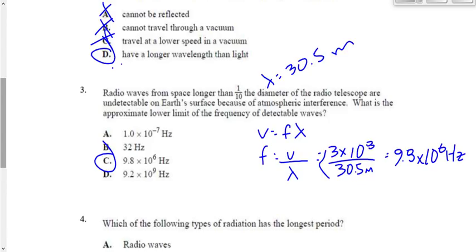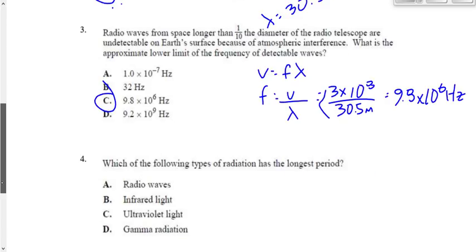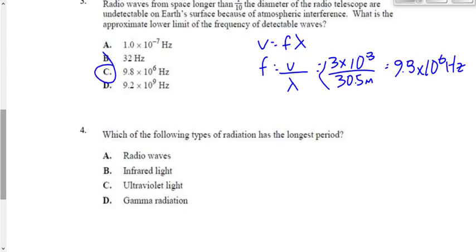Good? All right, and number 4, which of the following types of radiation has the longest period? Oh, here's one, longest period. I don't think we've had a question where we've involved period yet. What's the period of a wave? The inverse of frequency. Yeah, it's the time for one cycle. Frequency is the number of cycles per unit time. Period is the time for one cycle. So it's the inverse of the frequency. If we're looking for the one with the biggest period, then we're looking for the one with the smallest frequency. The smallest frequency is going to be radio waves. The answer is going to be A.